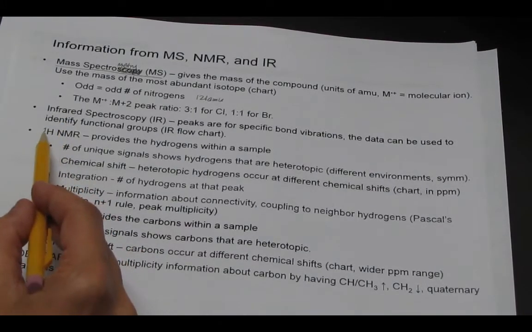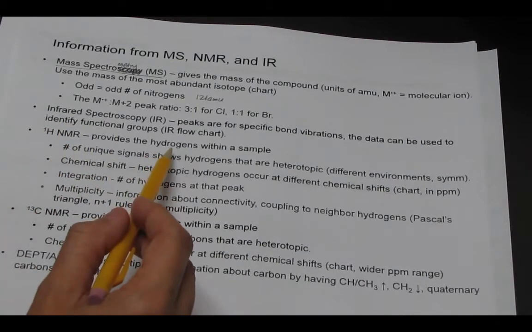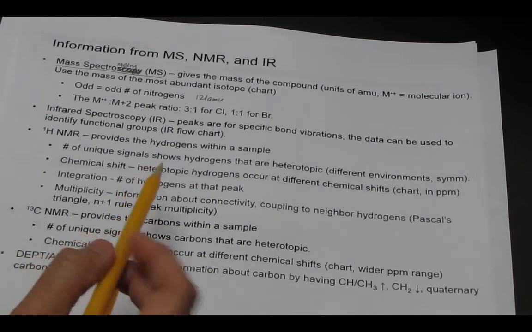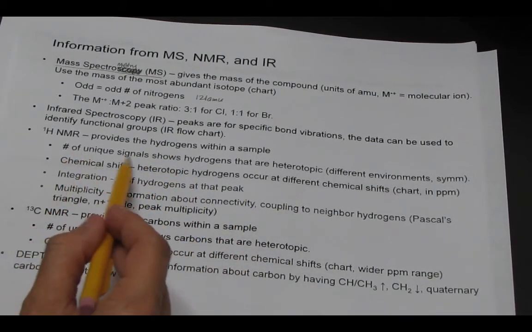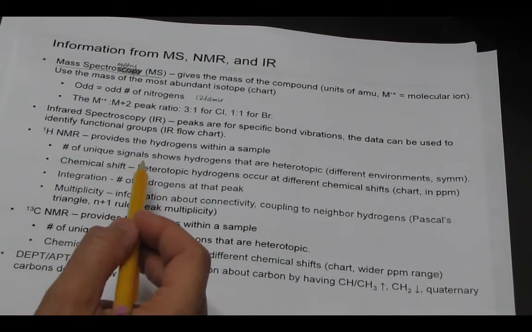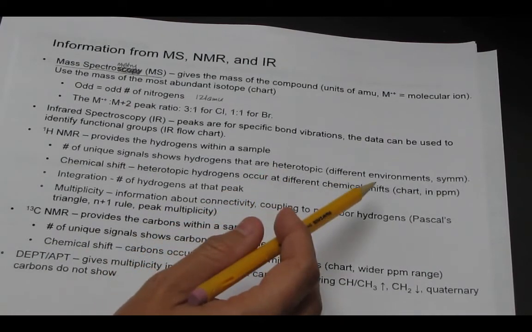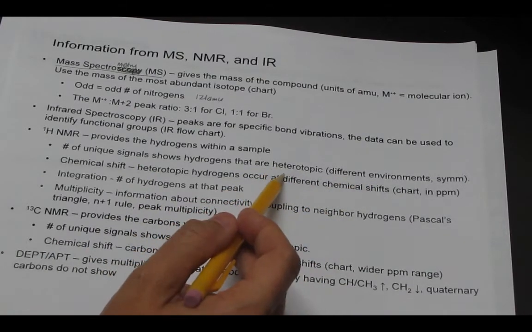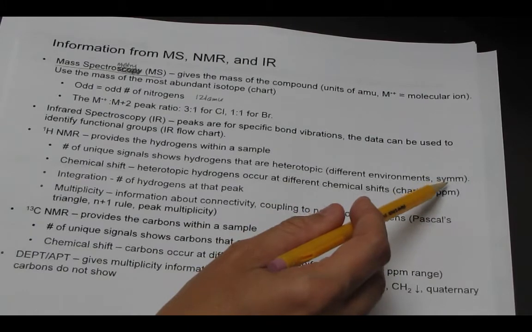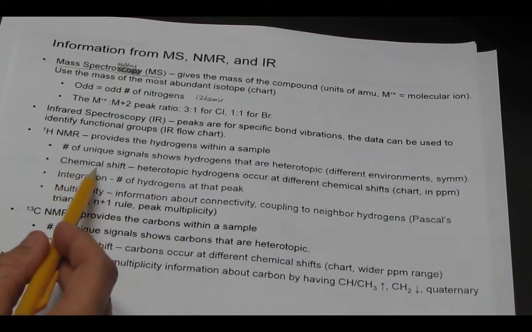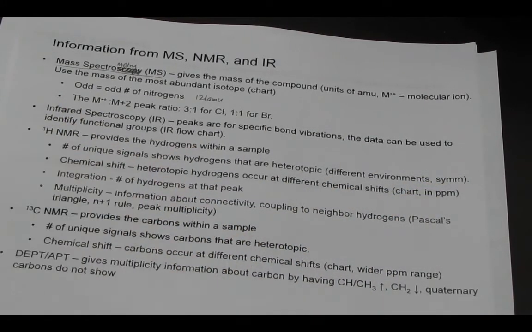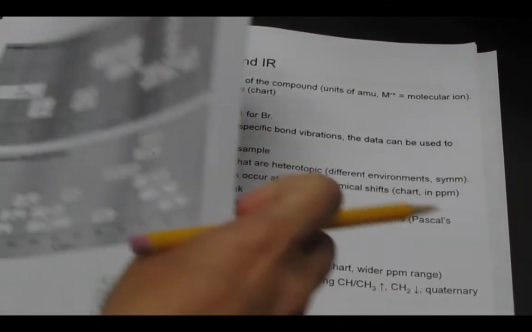Proton NMR, which is 1H NMR, tells you about the hydrogens in the sample. And we learned 4 things. The number of unique signals shows you how many hydrogens are in different environments, and these are called heterotopic. We also had to consider symmetry. Chemical shift told you where you were in the spectrum.